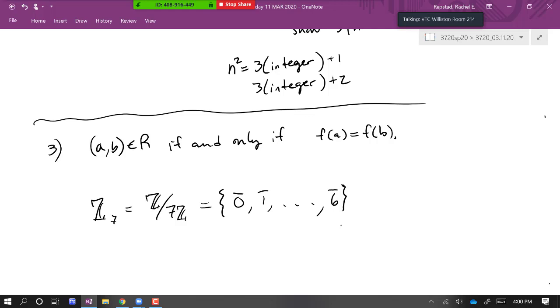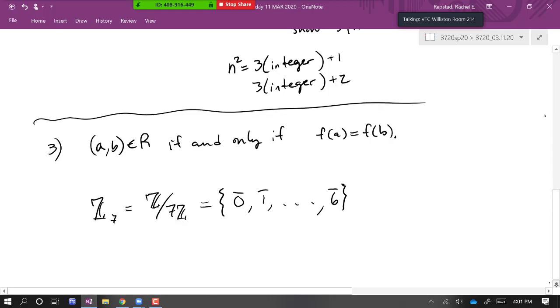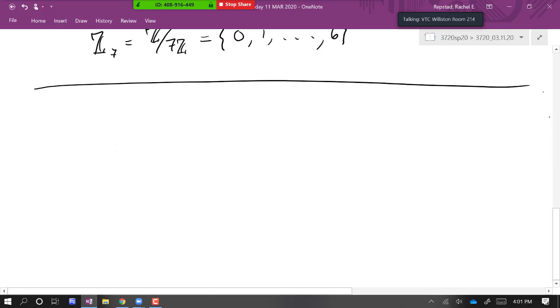Other questions before we do more counting problems? Yeah, how do we go about doing number 4? Yeah, I think that might be one of the problems that, oh wait, I did get a question. I think that was part of the announcement that I sent out a few days ago. So number 4 says we have a function from A to B.